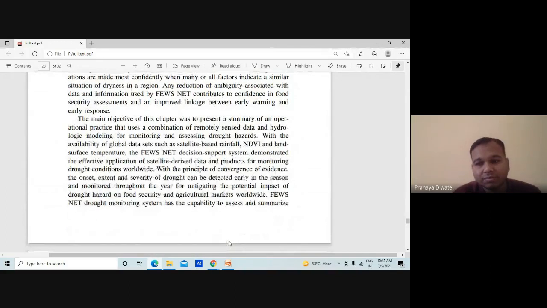The main objective of this paper is to summarize the operational practices that use a combination of remotely sensed data and hydrological modeling for forecasting or monitoring, which can be used to assess the drought hazard worldwide. So you have the FEWS model.